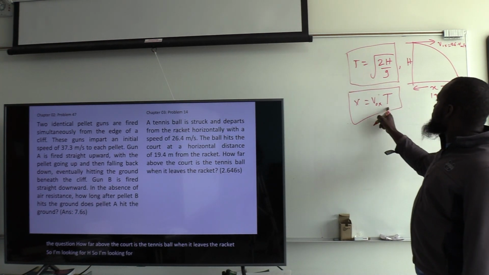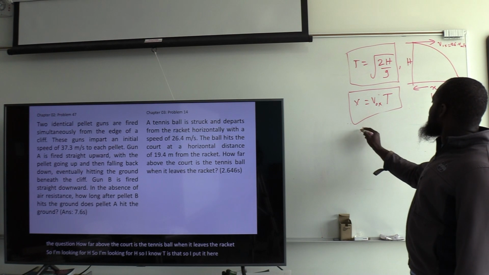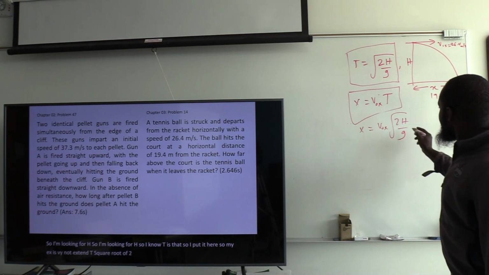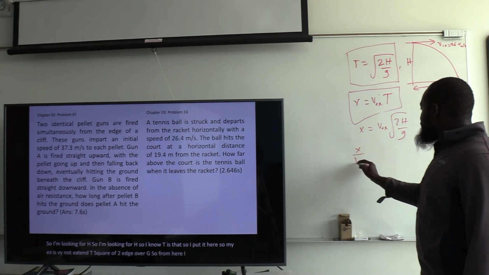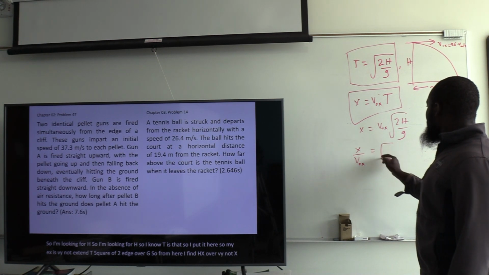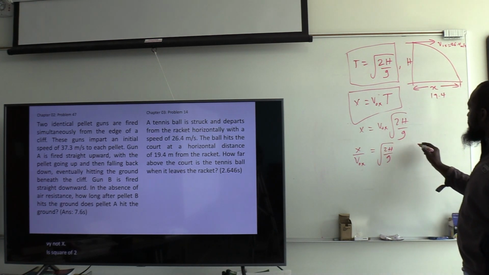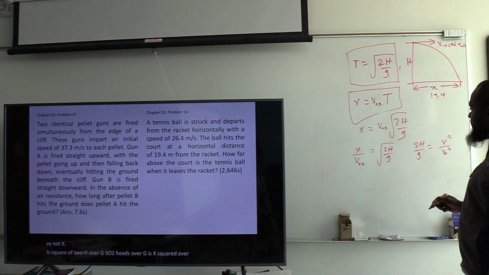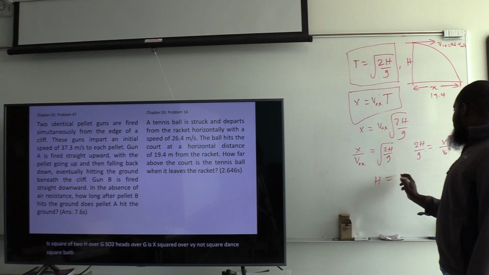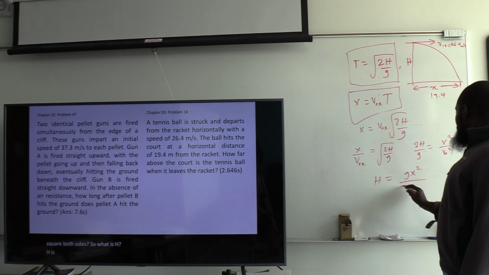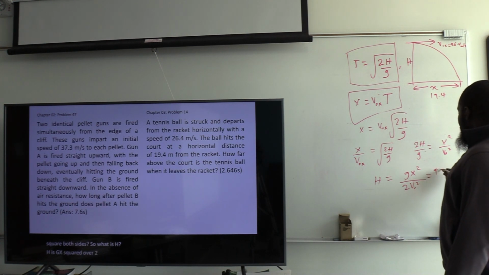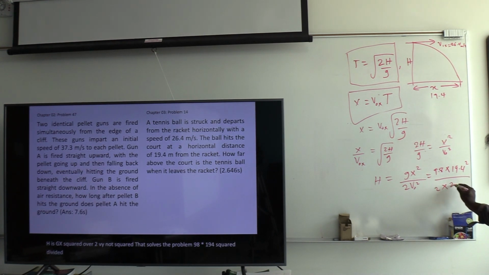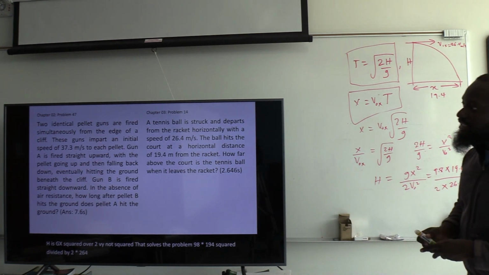I know t is that, so I put it here. So my x is v naught x times t, square root of 2h over g. So from here I find h. x over v naught x is square root of 2h over g. So 2h over g is x squared over v naught squared. I square both sides. So what is h? h is g x squared over 2 v naught squared. That solves the problem: 9.8 times 19.4 squared divided by 2 times 26.4 squared.